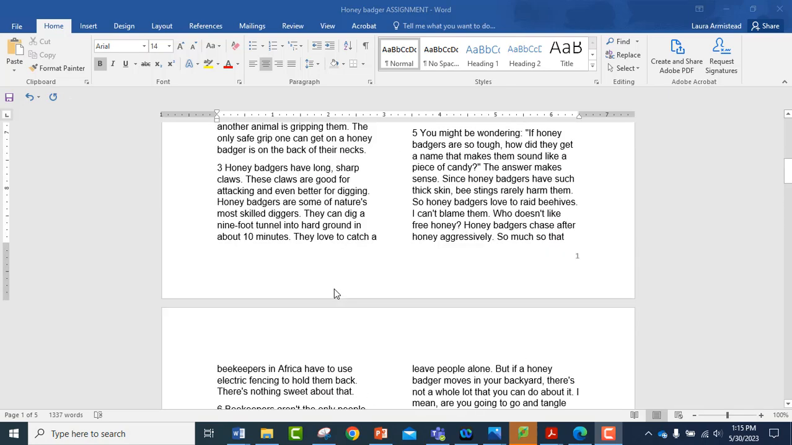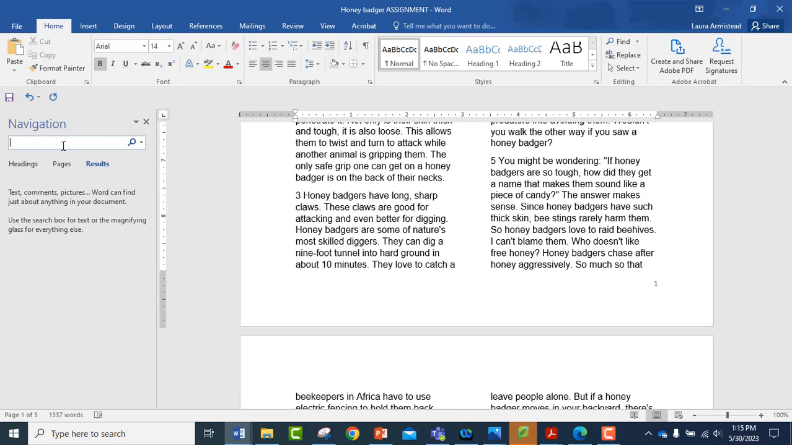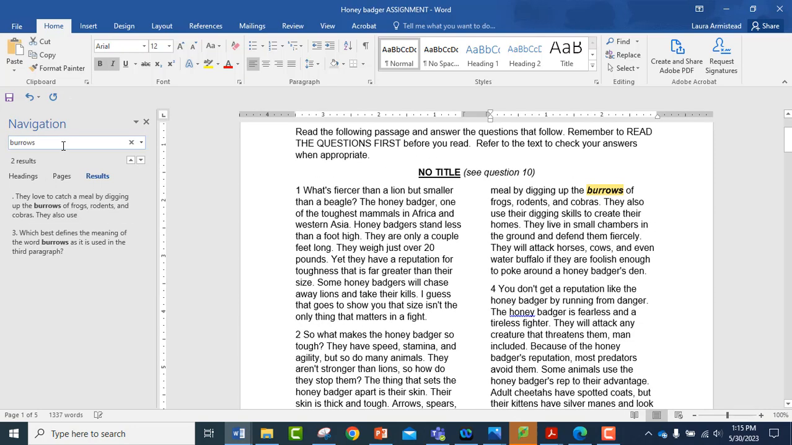So I can go to that third paragraph right now and find the word burrows, or I can press Control F and write the word burrows, and it finds it for me. So I can actually highlight that for when I'm reading later.